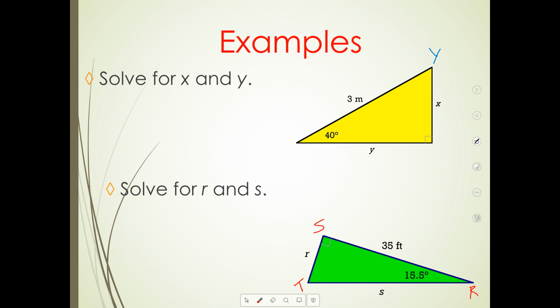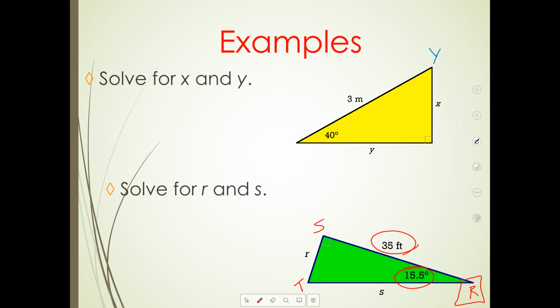First step I do is look at the given information. I know I have that angle of 15.5, and I know I have this side. So I'm going to be working with the angle R. Okay. Angle R is 15.5. So I'm going to solve for side R first. I don't have to. I could solve for S first. I'm just choosing to do R first.